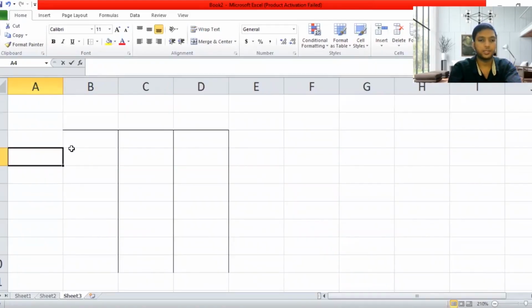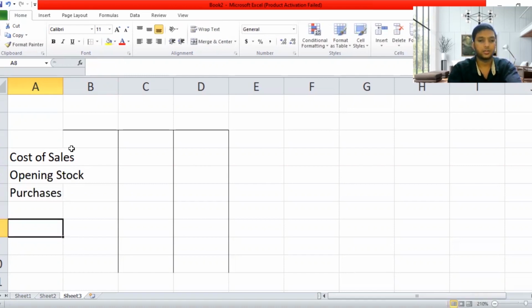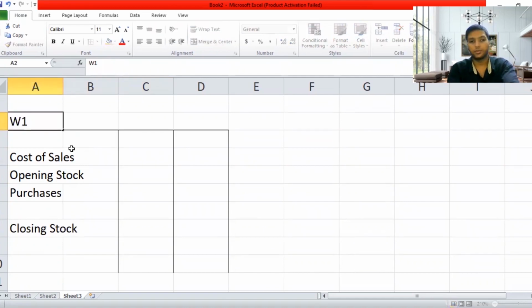So I'll write cost of sales here. And I'll write opening inventory, opening stock. You have purchases, then closing stock, right? So for this, you don't need to show the workings there. You can just show rough working in a corner. So this is just working number 1 for your adjustment.